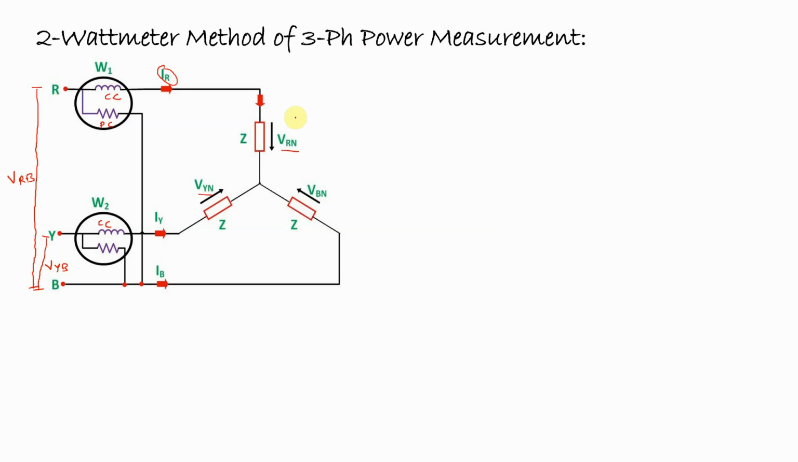Let's consider the nature of the load is resistive inductive. So for a resistive inductive load, we know that the phase current will lag the corresponding phase voltage by a phase angle, let's say phi. And for a balanced load, IR will lag VRN by the angle phi. Similarly, IB will lag VBN by the same angle phi, and IY will lag VYN by the angle phi.